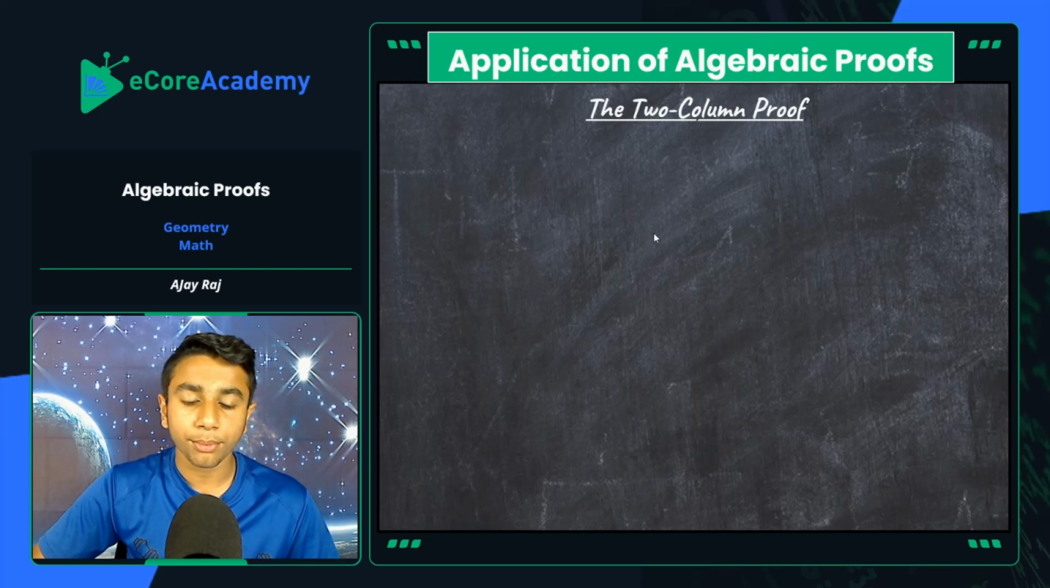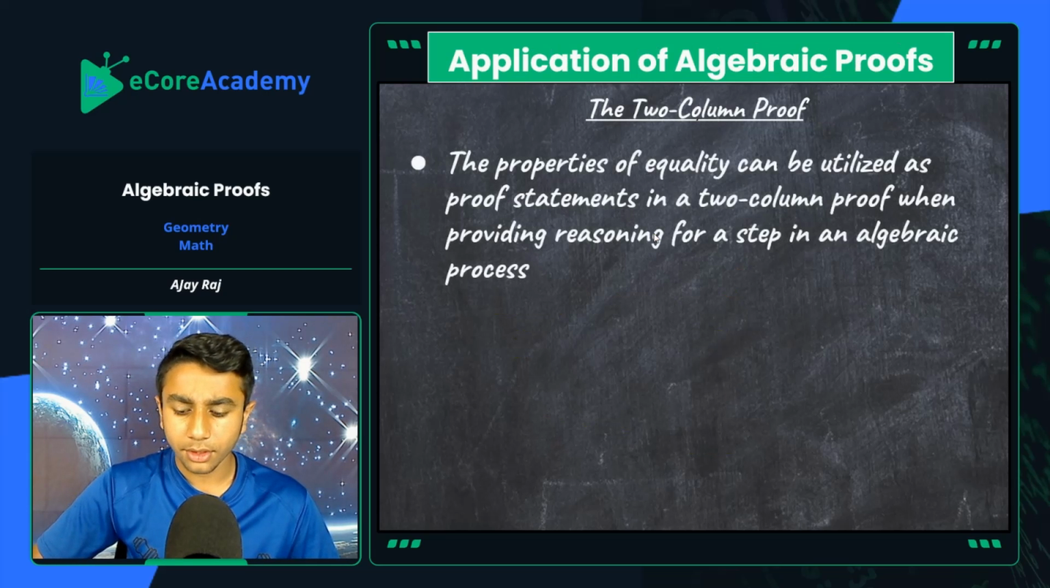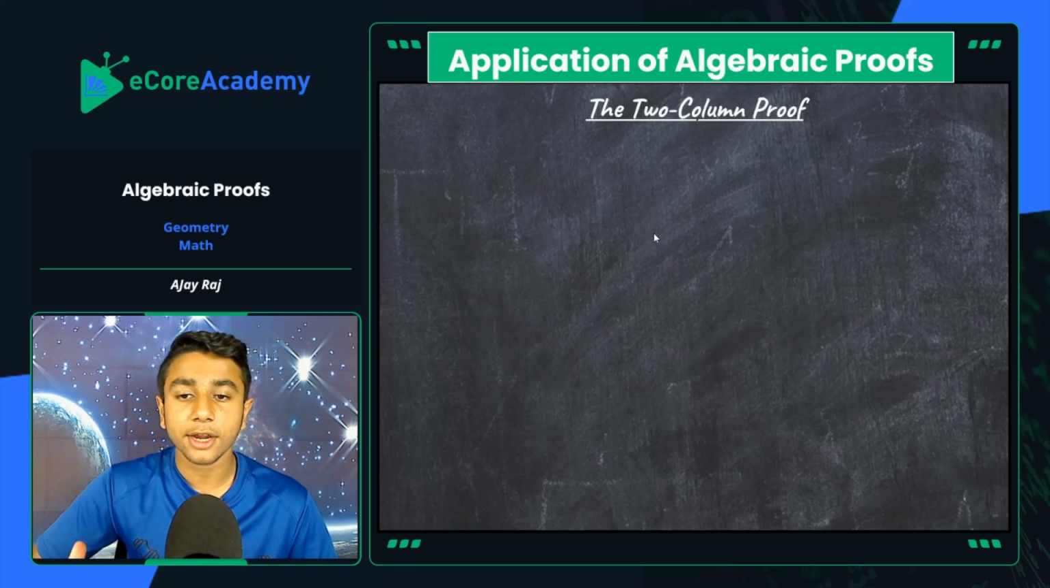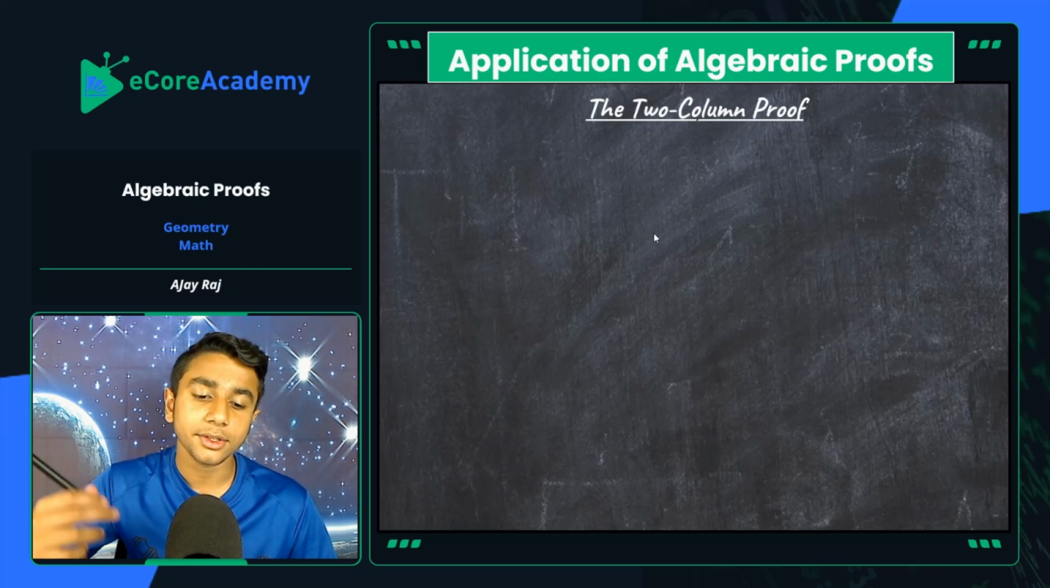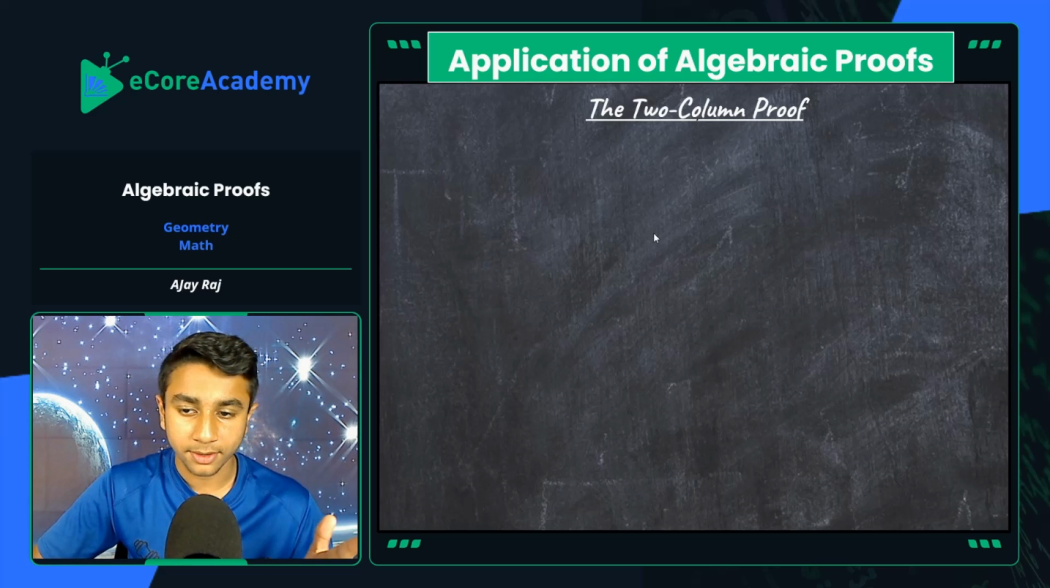So let's look at the two-column proof. If you don't already know what the two-column proof is, I will give you a little recap here, but I did a whole entire video on the types of proofs, and I went largely over the two-column proof, so I recommend that you view that video. If you need it, I will link it down in the description, but I will give you a little bit of a recap here.